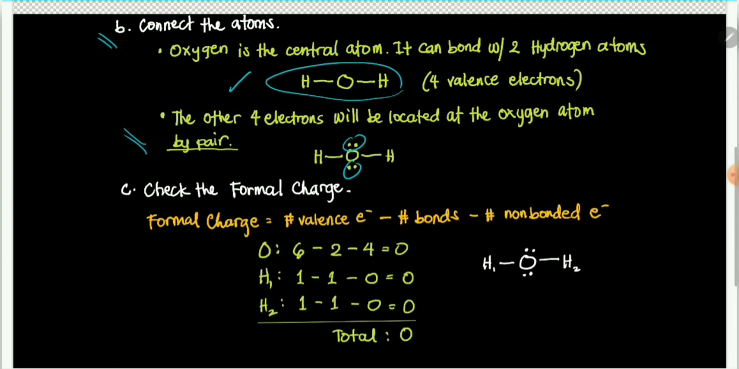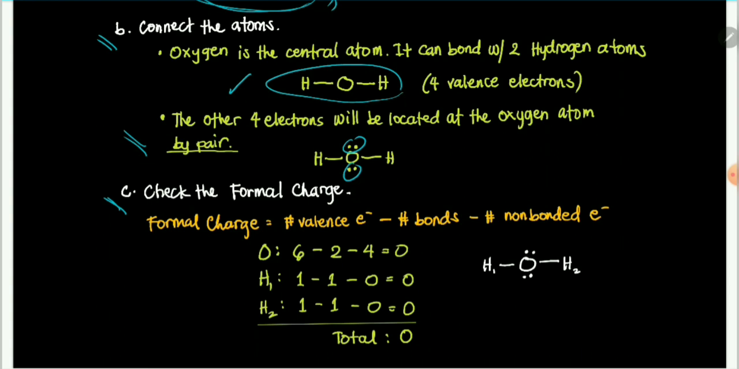Okay? So next, i-check natin yung formal charge. So to be able to calculate for the formal charge, bilangin muna natin yung valence electrons, minus ilan yung bonds na na-form, minus ilan yung non-bonded electrons. Okay? So for oxygen, 6 yung kanyang valence electrons, minus 2 bonds, minus 4 electrons kasi dalawa yung lone pair, equals 0. Sabihin, walang charge yung ating oxygen. 0 ang formal charge. Sa hydrogen naman, isa lang ang kanyang valence electrons and isa lang ang kanyang bond. So, total of 0. Ganun din dun sa isang hydrogen. So, the formal charge of the whole molecule is 0, meaning ang ating molecule ay neutral.